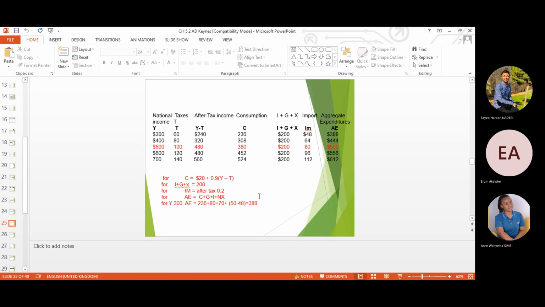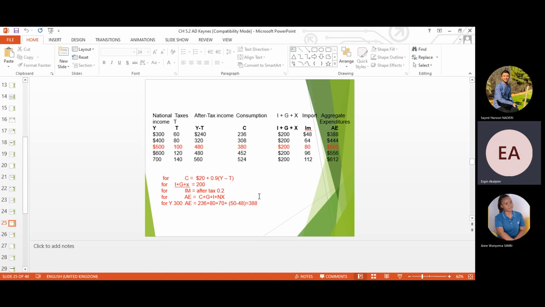Aggregate expenditure is also given here, as you see. And only I, G, and X are estimated, which gives you 200. As you see, I is 70, G is 80, and X is 50. When you sum this together, 70 plus 80 is 150, plus 50, because 50 here is exports and NX is the net export. 50 here is exports and 48 here is imports. Therefore, after summing 80 and 70, you have 150 plus 50, then you have 200 for all I plus G plus X. And imports are also calculated, as I mentioned to you in the former slide: 48 for the 300, 64 for the 400, 80 for the 500, 96 for the 600, and 112 for the 700.